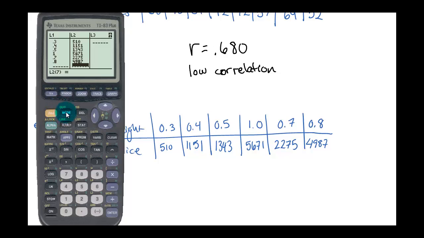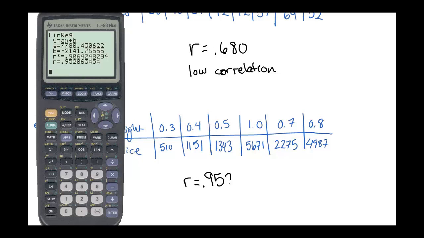So I'm going to quit back to the home screen. I'm going to do the stat button, over to the calc menu, and then go down to the linear regression option number 4. All right, here you see that the R value we're getting is about 0.952. This is a much better regression value, or R value. This means that there is a pretty high correlation between a diamond's weight and its price.